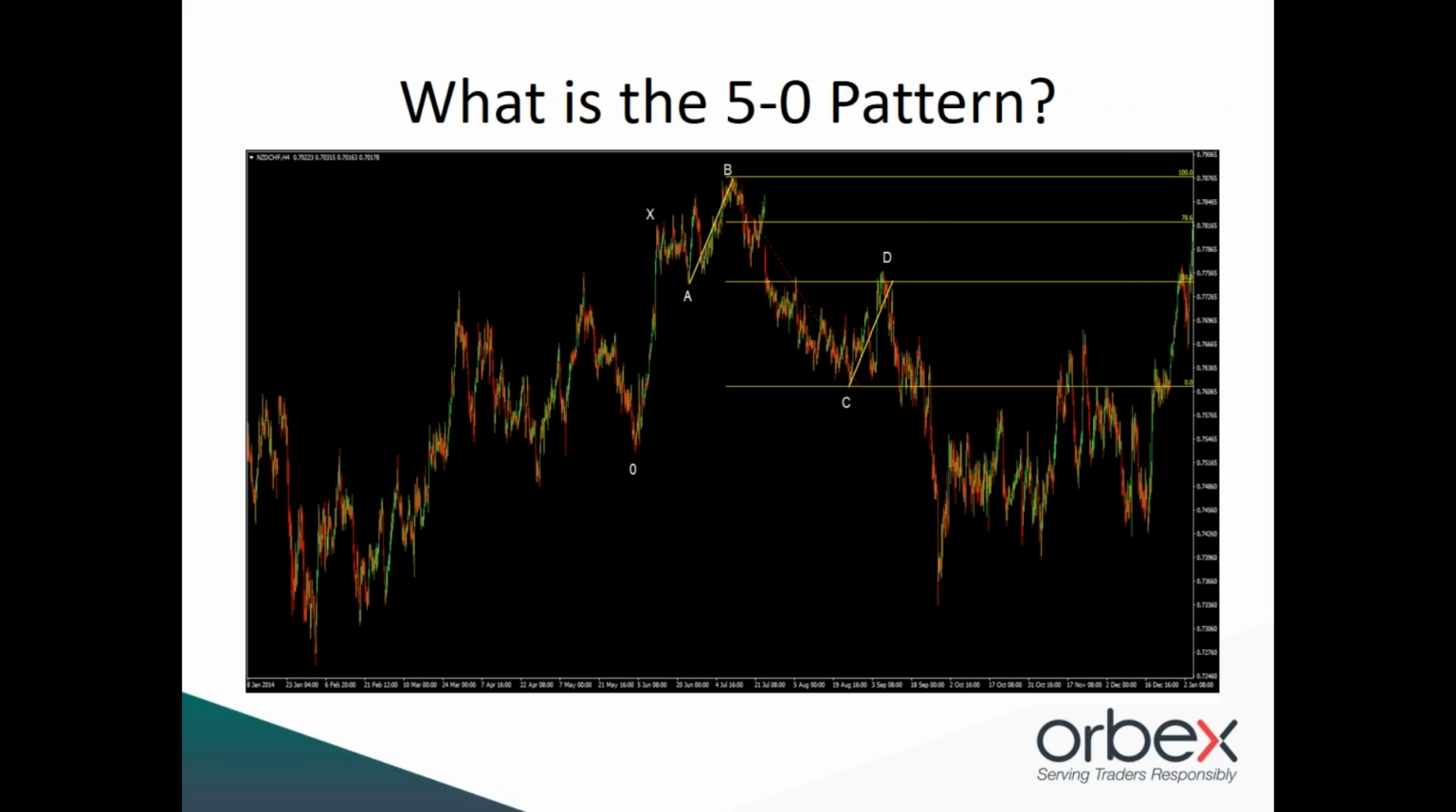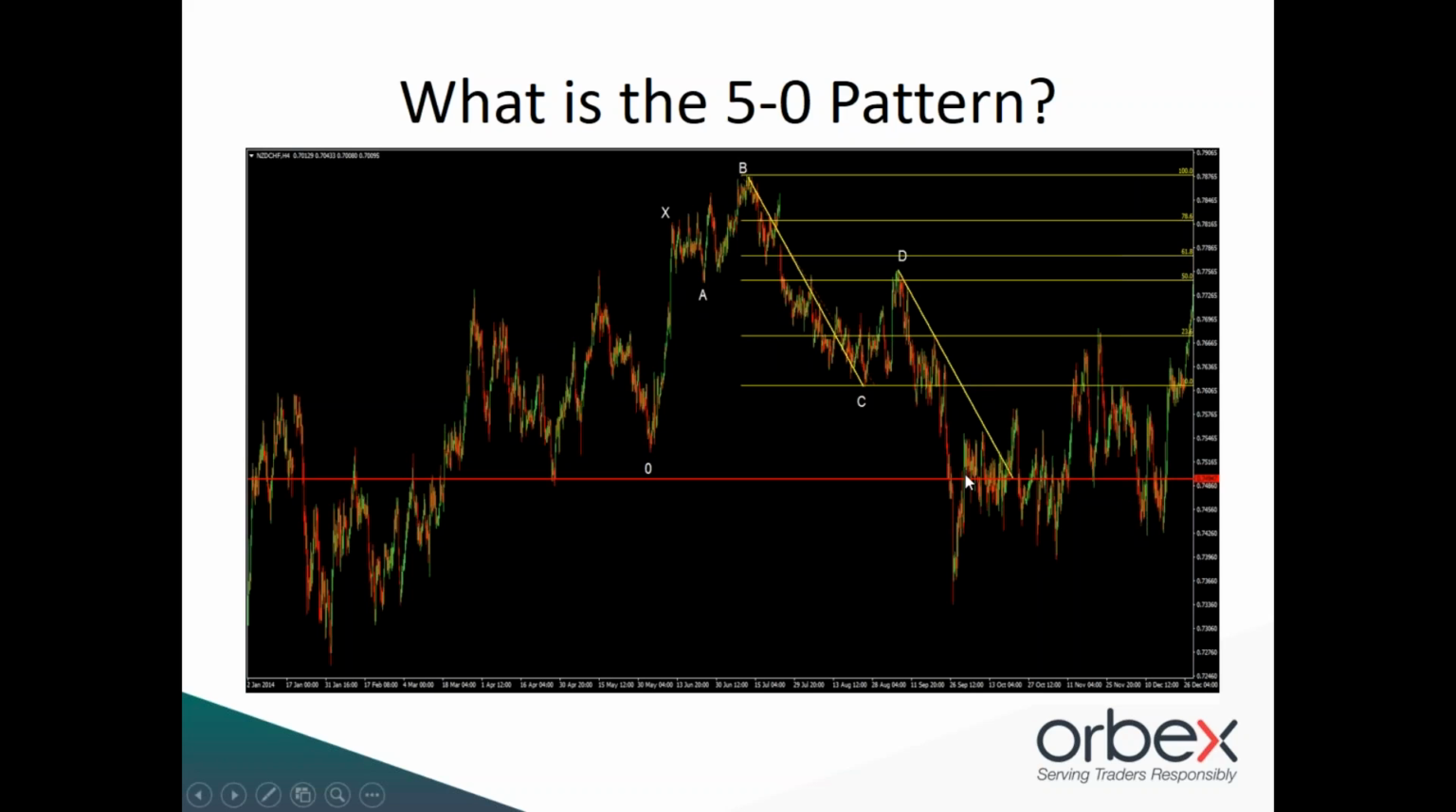And then what we can look to do is target a move equal to the move that was made from B to C. To do that, all we simply do is draw a freehand tool line, or you can use a Fibonacci tool to measure this move, clone it, and then apply it from the D point here. And then what you'll see is that the target, doing it like this, puts the target down here.